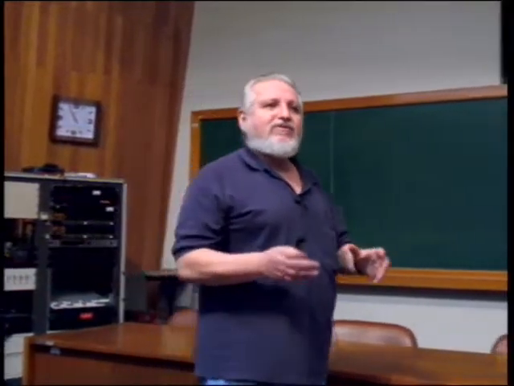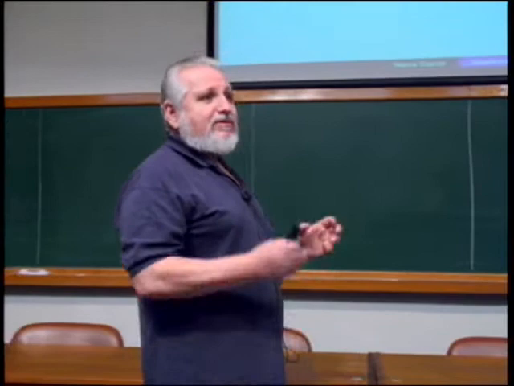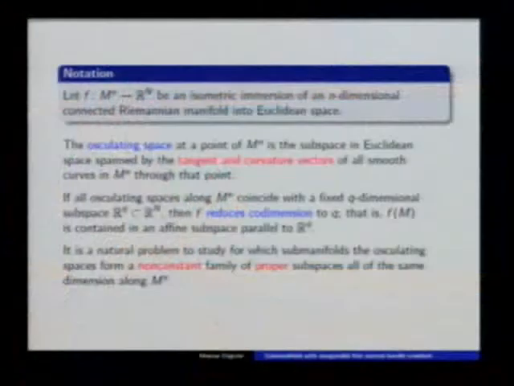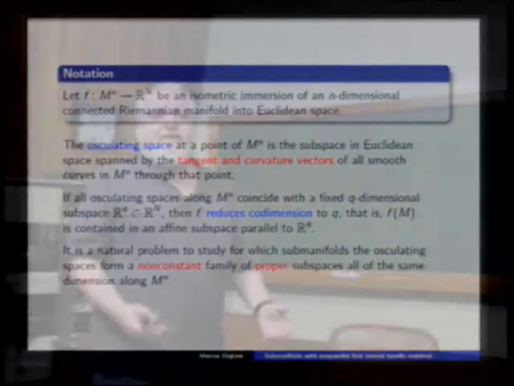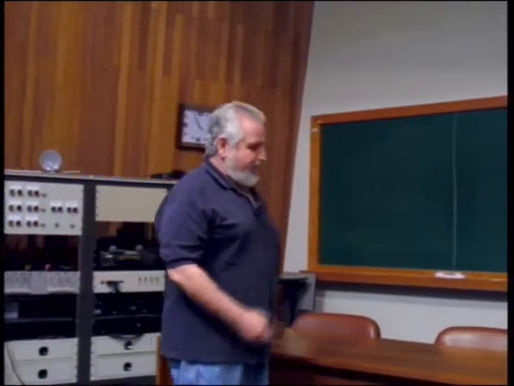So low codimension means that the codimension of the isometric immersion is low with respect to the dimension of the original manifold. And in this case, you expect, since this situation is not a generic situation, that it must have some consequences on the geometry of the manifold and the submanifold also.